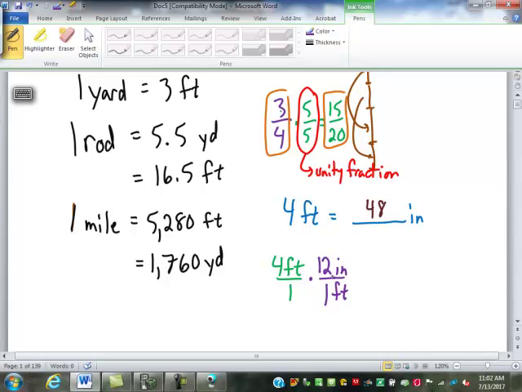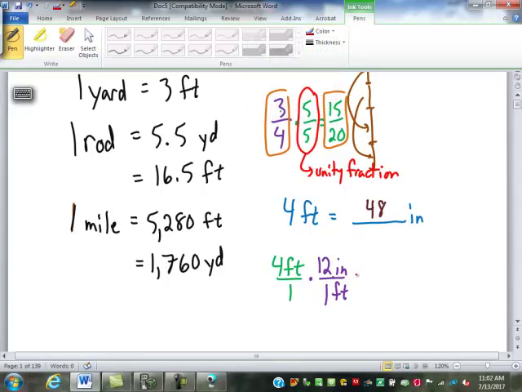Now you might be looking at this here saying, that's not a unity fraction. The numerator is not the same as the denominator. I didn't say that. Remember, I didn't say they were the same. I said they have the same value. 12 inches and 1 foot have the same value.